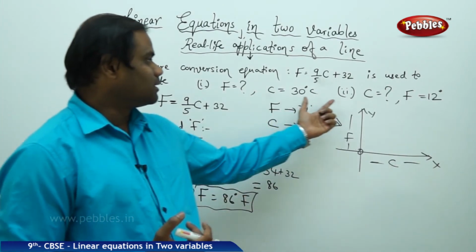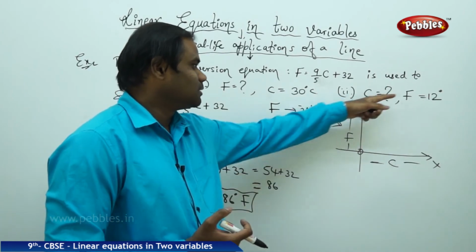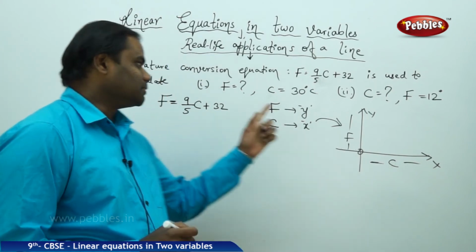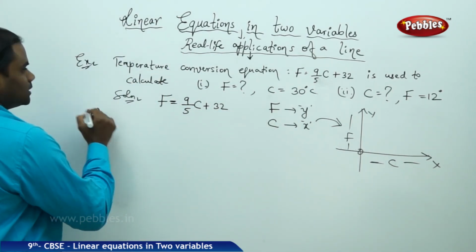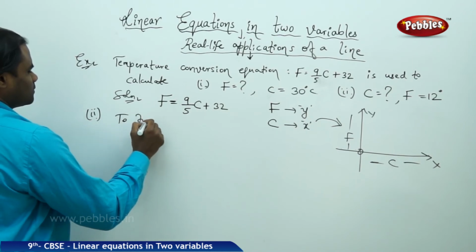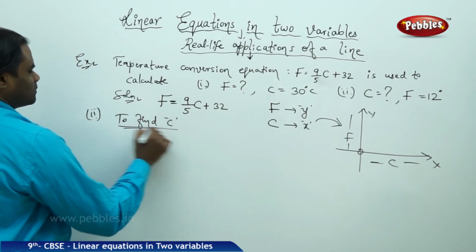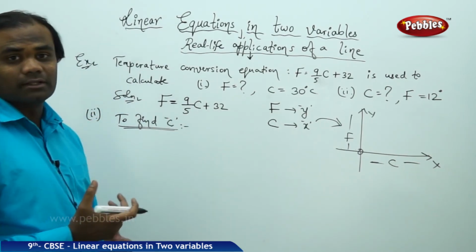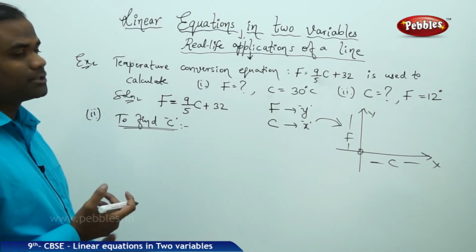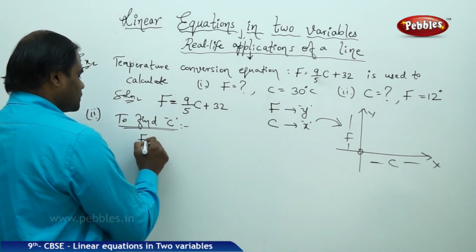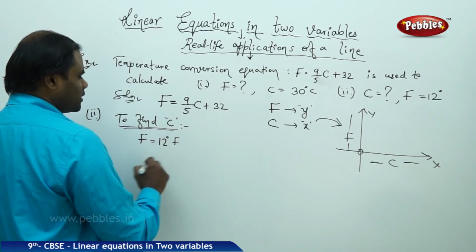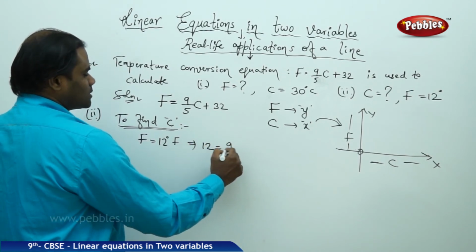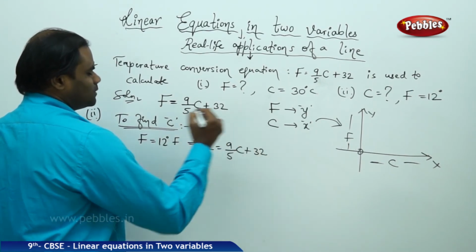Next, let's see the next problem about finding C when F is 12 using the same linear equation. Secondly, my second part is about finding C. So to find C, let's see how we can find the centigrade temperature for the Fahrenheit. F is given to be 12 degrees Fahrenheit. That implies when I substitute into the given equation, 12 is 9 by 5 times C plus 32.